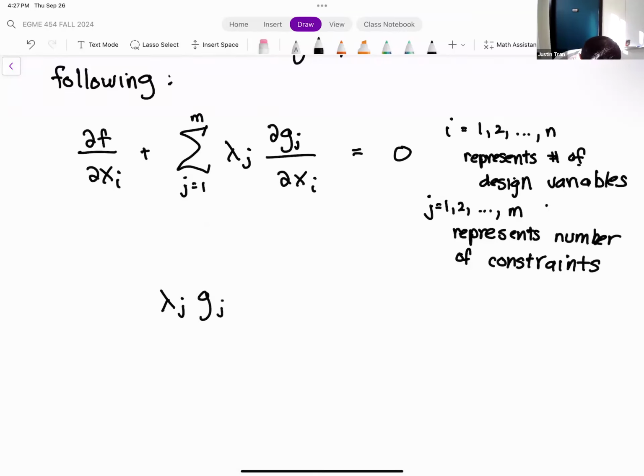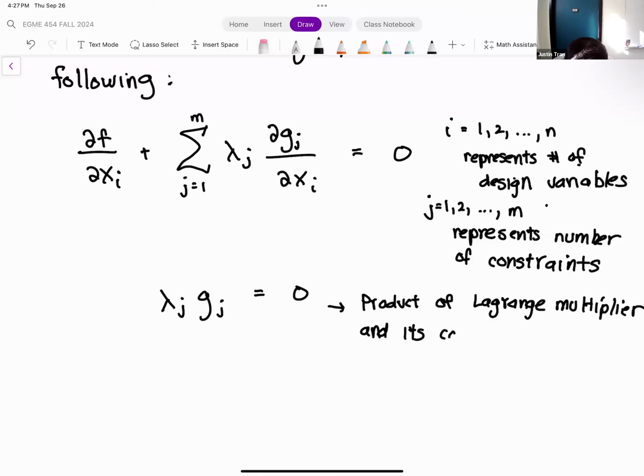And so the other condition that we have is that if we take the multiplication of the Lagrange multiplier multiplied by the constraints for each of our constraints, that has to equal 0. The product of the Lagrange multiplier and the corresponding constraint has to be true for every single constraint. The product of those two has to equal 0.